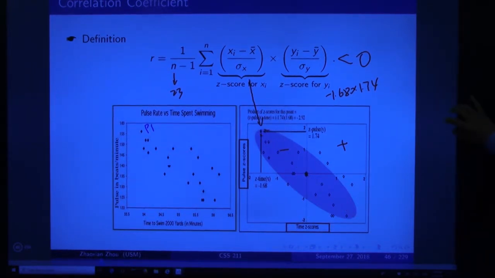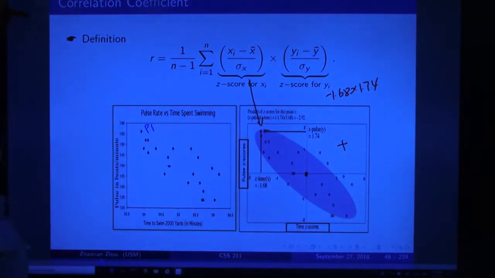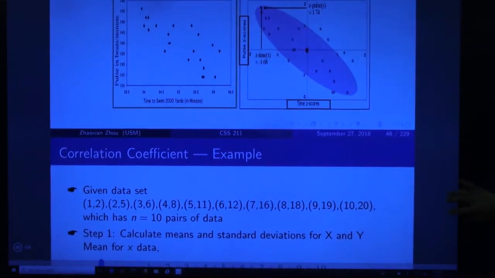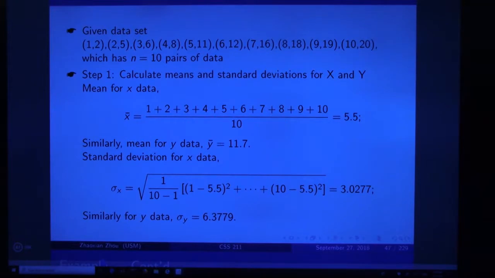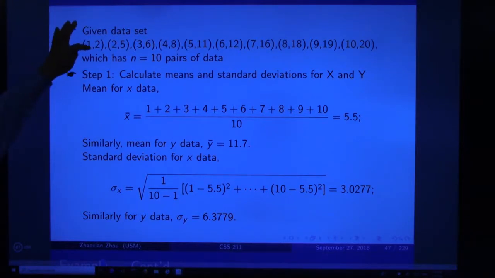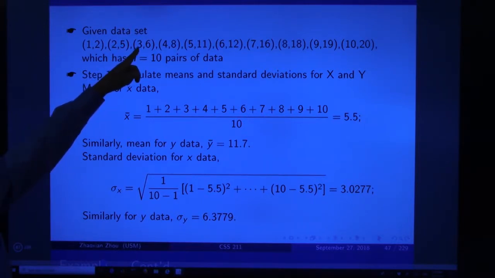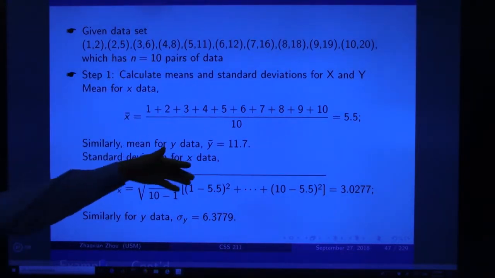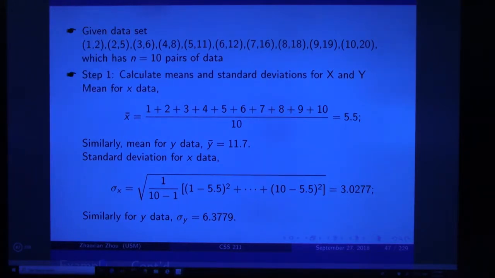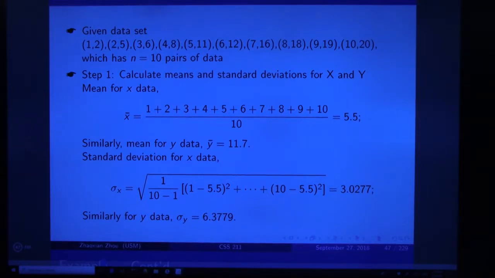We have an example to show you how to calculate the correlation coefficient. Suppose we are given a data set. The first point is 1, 2, meaning x equals 1, y equals 2. The second point has x equals 2, y equals 5. Then x 3, y 6; 4, 8; 5, 11; and so on. We have n equals 10 pairs of data. You can plot these 10 pairs of data with a scatter plot, but it's not plotted here.